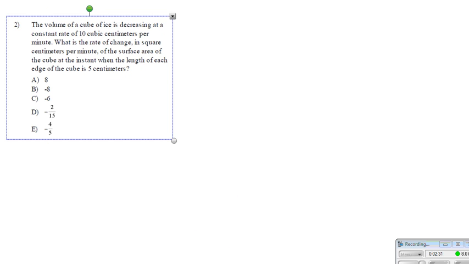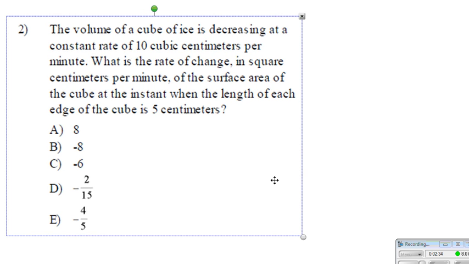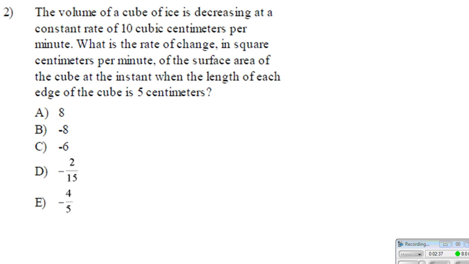Alright, let us move on to the second question here. The volume of the cone is decreasing at the rate. So here we are looking for, the first clue is dV/dt. The volume is decreasing at the rate of -10 cubic centimeters per minute. What is the rate of the change in square centimeters? Now we're looking at dS/dt when we are using each edge of the cube equal to 5 inches. So here we realize L is equal to 5.